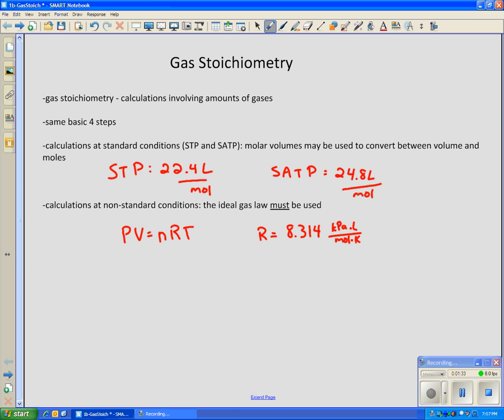Something else to remember is that the units must match the ideal gas law constant units. So pressure has to be in kilopascals, volume has to be in liters, and temperature has to be in kelvins. And remember that magic number to change from Celsius to Kelvin is 273.15.